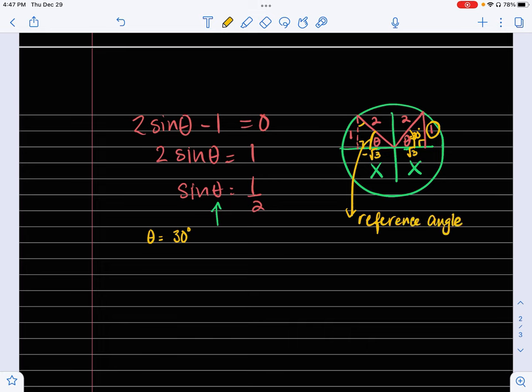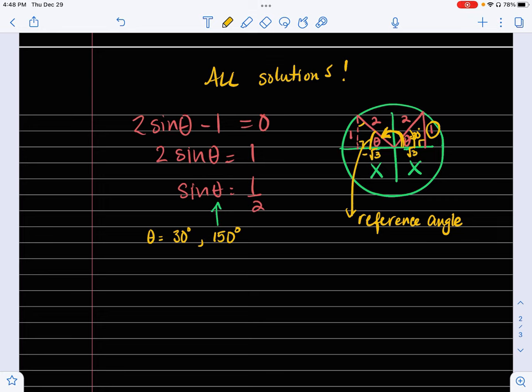The actual angle made by that ray is this angle from 0 all the way here, which would basically be 180 minus 30, which will make it 150 degrees. So if you notice, those are the two solutions in one revolution. Let's think of all solutions. Did they restrict me to one revolution? They actually did not restrict me to one revolution.